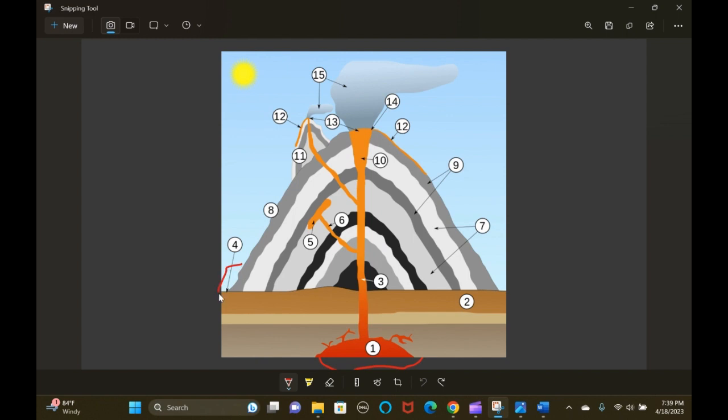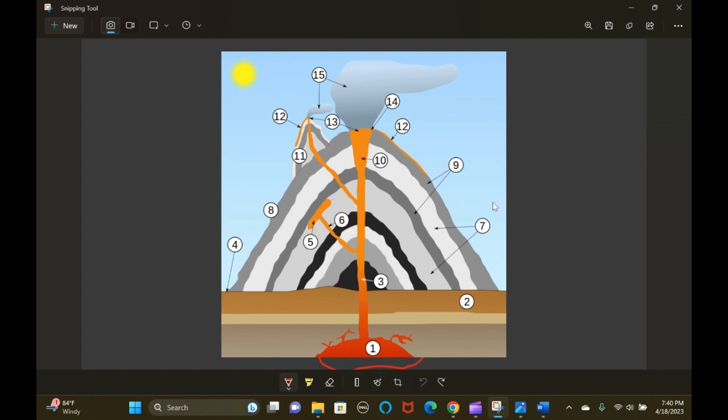And over here at number 4, this is the base of the volcano, just the bottom layer. Next up we've got number 5 here. Number 5 is the sill of the volcano, just that little side part there. Number 6 is the branch pipe, which leads from the magma chamber to the sill right over here.